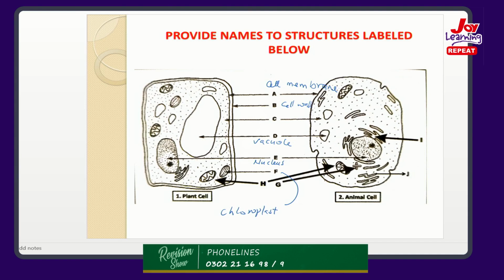And I. Okay. The I is the smooth endoplasmic reticulum. Endoplasmic reticulum. Yeah. And J. The J is the Golgi body. My guy, I clap for you. Okay.